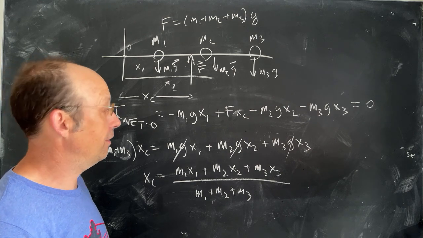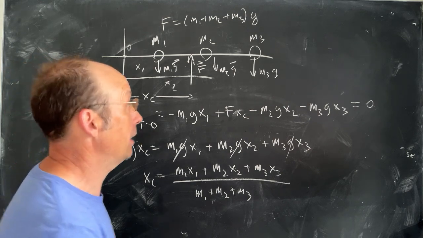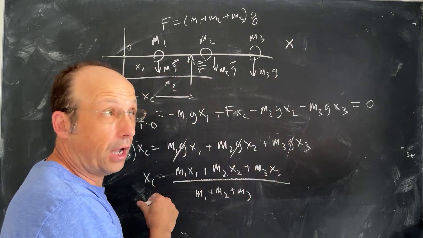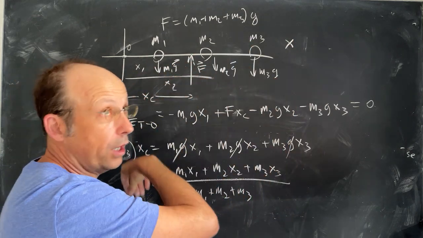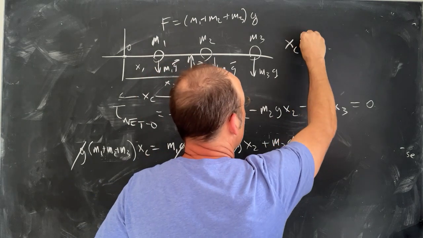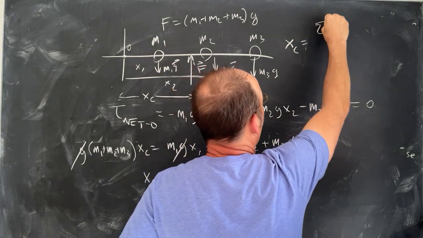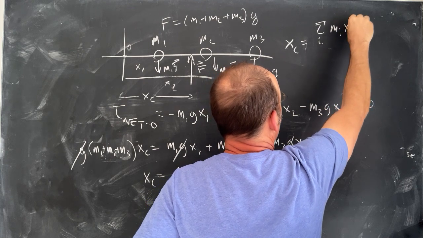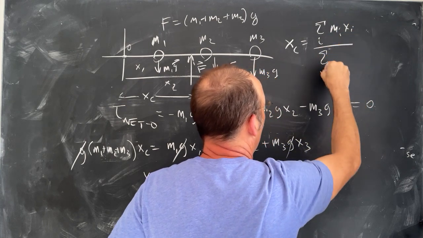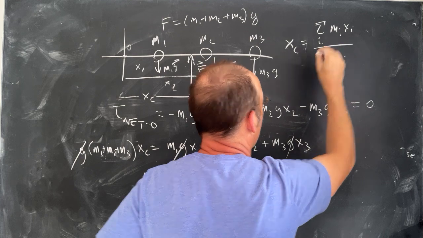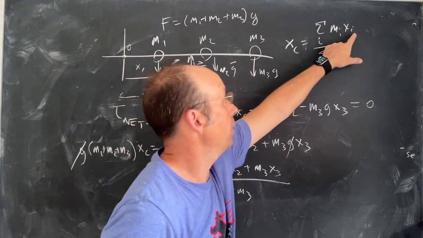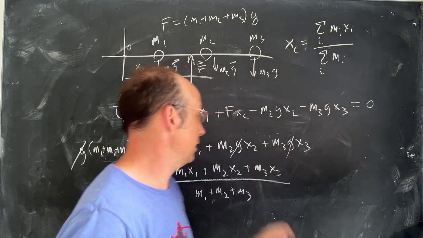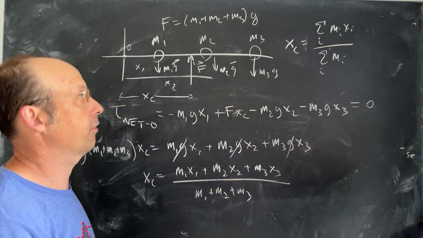We can write this more generically because it can be any number of pieces. I could have more than 3. I could do this for 20 pieces. X center of mass is equal to the sum over i of mi xi, over the sum over i of mi. So this is just 1, 2, 3, and we're going to add them all up. That's exactly what we did right here, but you can do the same thing for as many as you want.